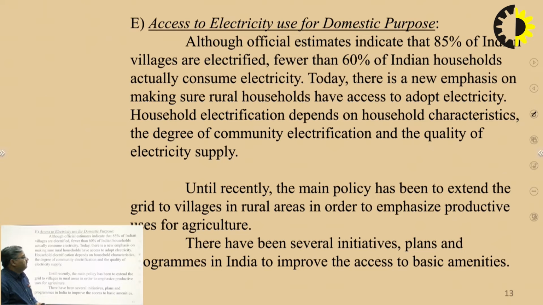Until recently, the main policy has been to extend the grid to villages and rural areas in order to emphasize productive usage of agriculture. There have been several initiatives, plans, and programs in India to improve the access to basic amenities.